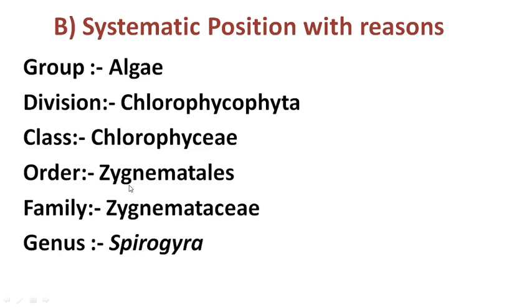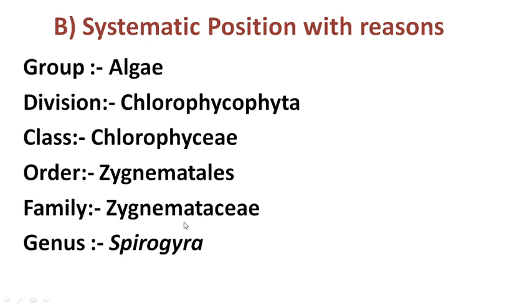Then the order Zygnematales. The order Zygnematales is also called Conjugales. It also has some reasons. The plant body is simple, filamentous and grows only in fresh water. The mobile phase is lacking in the life cycle, means zoospore formation is lacking. Sexual reproduction takes place by conjugation of two amoeboid gametes, and that is why it is kept in the order Zygnematales or Conjugales. Then the family of Spirogyra is Zygnemataceae.